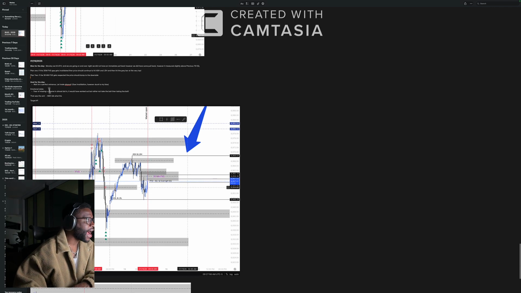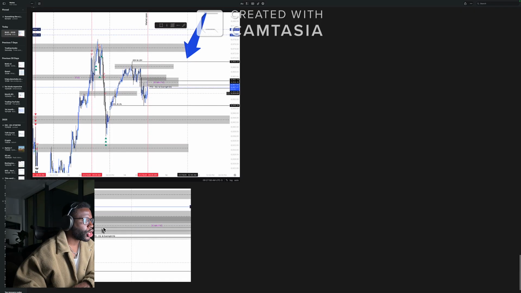But we did not. Plan two, if it gets respected, the price should dump to the downside. And guess what price did? Dump to the downside is what price did. But for some reason, I can't show you that because, oh, I got stopped out early. Yeah, I got stopped out, which was crazy.